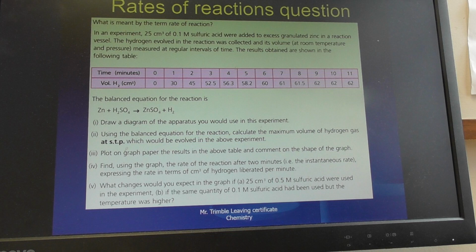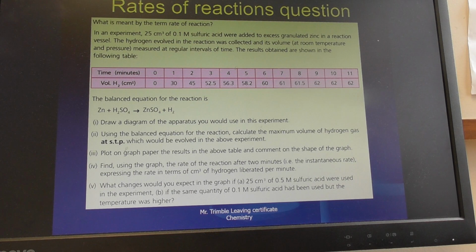So the first part of it: what is meant by the rate of a chemical reaction? That's relatively straightforward. It's a change in concentration per unit time of one of the reactants or products. And remember, it can be the decrease in the amount of reactant, whether that's mass or volume, or number of molecules, or indeed the increase in the amount of products, again mass, volume, or whatever way you're measuring the production of the product.